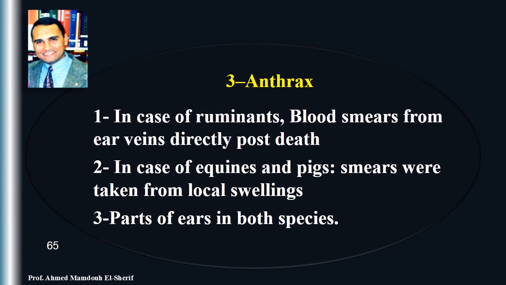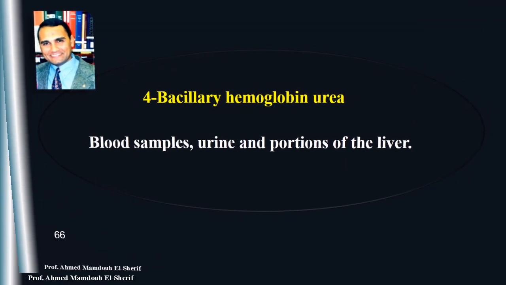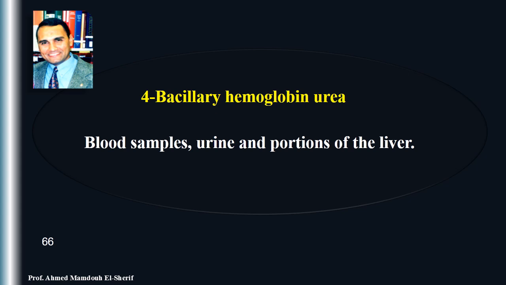In case of anthrax, specimens in ruminants are blood smears from ear veins directly after death. In case of equines and pigs, smears are taken from local swellings. In both, parts of the ears were taken. In case of bacillary hemoglobinuria, the samples are blood samples, urine, and portions of the liver.